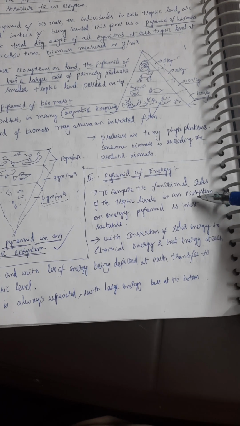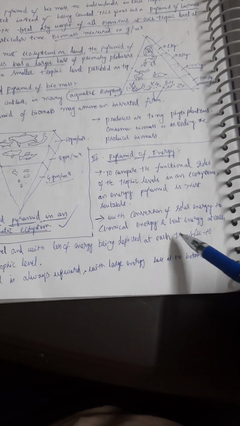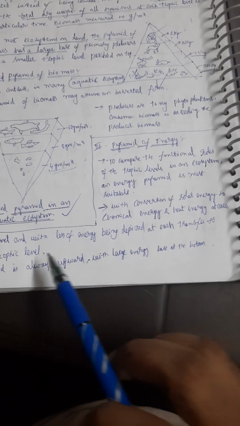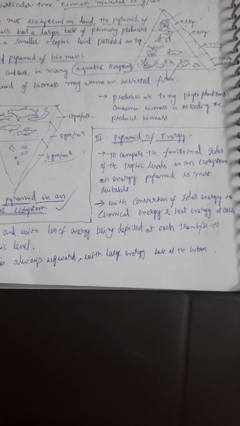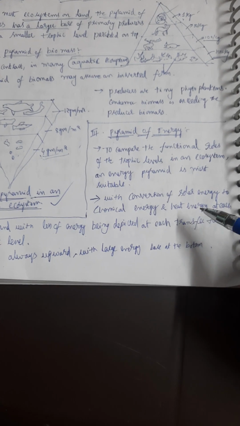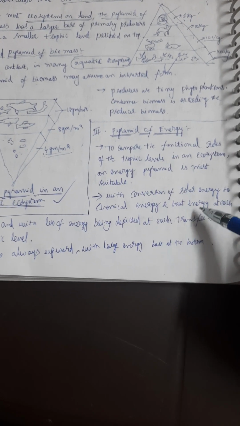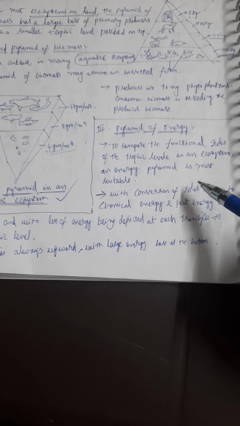Okay. After completing the ecological pyramid of numbers and the ecological pyramid of biomass, we come to the ecological pyramid of energy. To compare the functional roles of the trophic levels in an ecosystem, an energy pyramid is the most suitable, with the conversion of solar energy to chemical energy and heat energy at each trophic level, with less energy being depicted at each transfer. See, metabolism is happening right from the producers. First, producers prepare food by photosynthesis, and some energy is created there. When herbivores eat the plants, they absorb some energy from the plants, that is X calories. And when a wolf eats a herbivore such as a rabbit, some amount of energy is taken by the wolf from the rabbit, but the total amount of energy at each level keeps getting reduced.